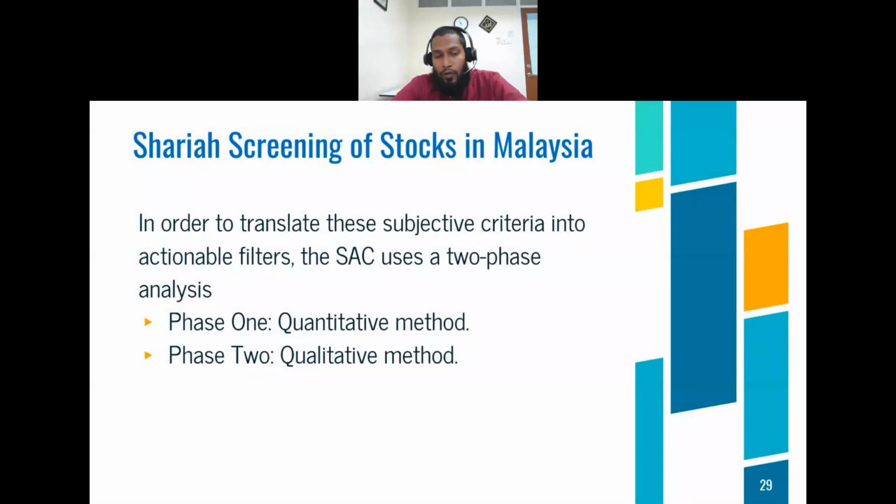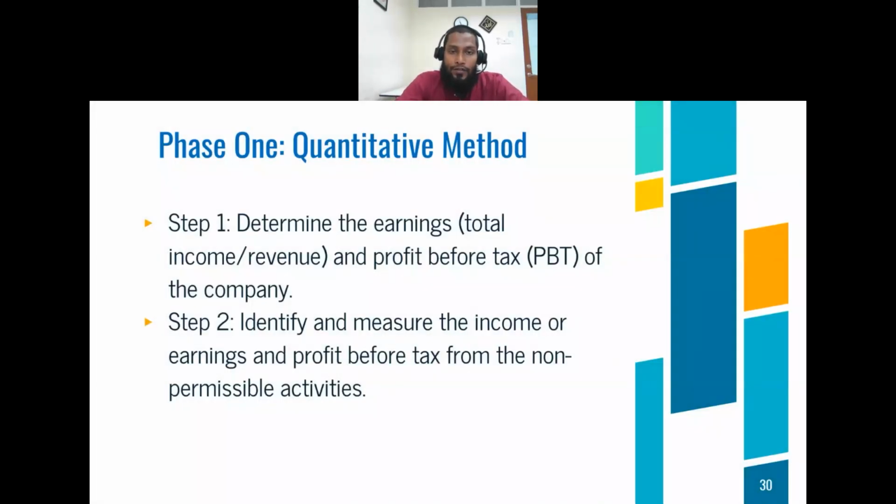The next step is they will do the quantitative and qualitative method. The quantitative method is to first get the earnings, the total income or revenue of the company, and also the PBT, the profit before tax of the company. Second is to identify or measure the income or revenue from the non-halal source, as well as the profit before tax from the non-halal source.